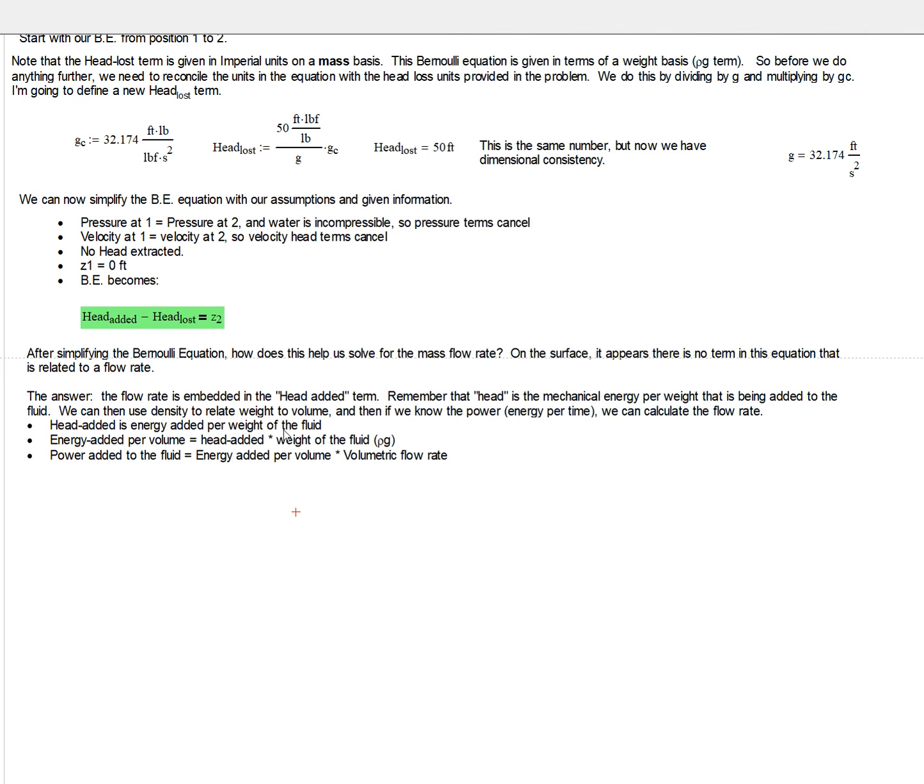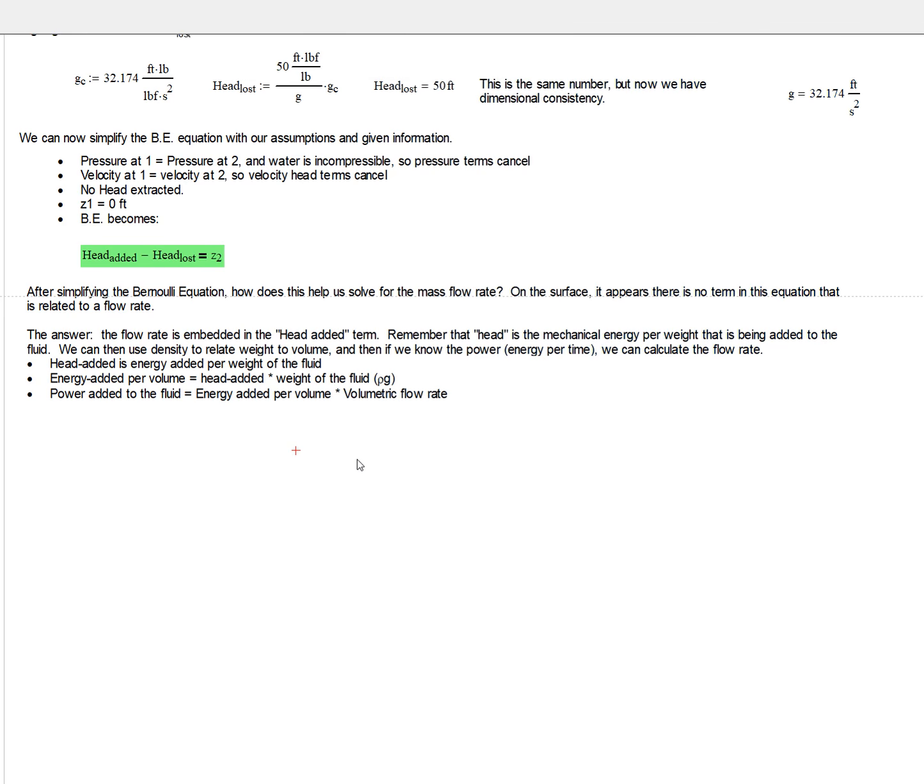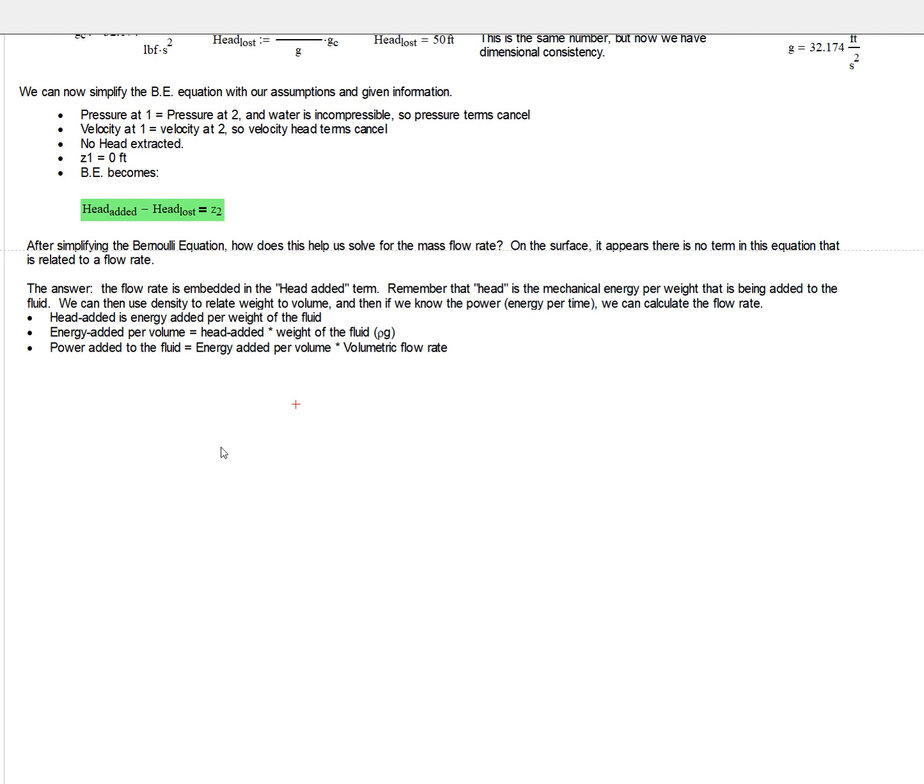So head added is energy per weight of fluid. Energy added per volume is head added times the weight of the fluid, and then power is the energy added per volume times the volumetric flow rate. So go through your notes in that section, make sure you are familiar with these concepts.